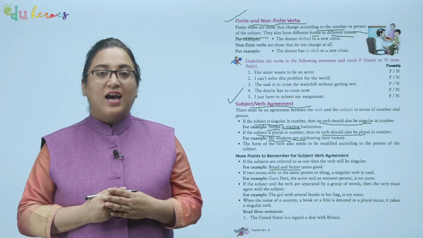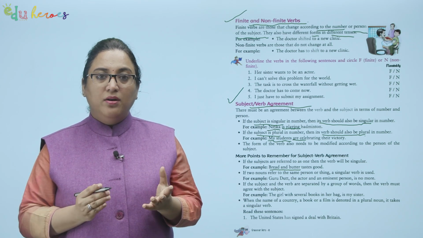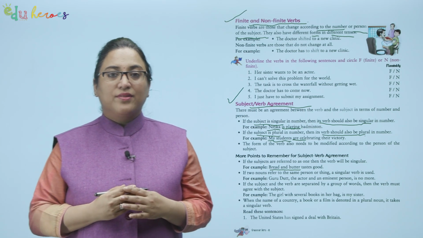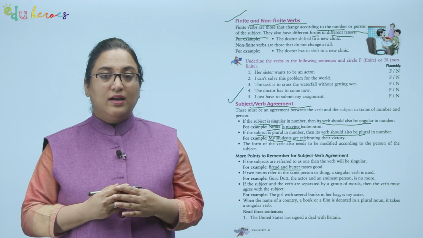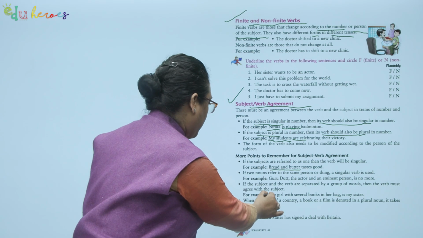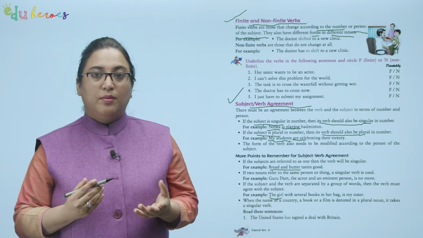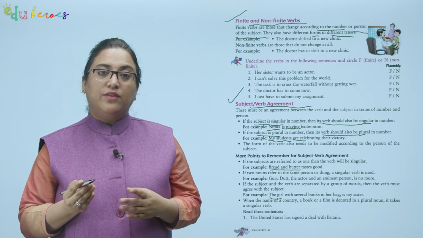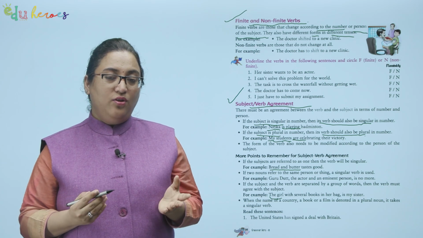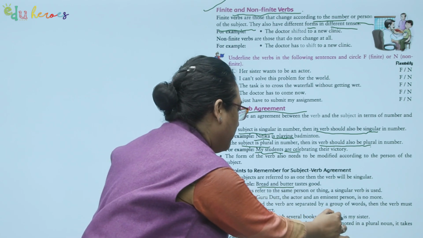If the subject and the verb are separated by a group of words, then the verb must agree with the subject. Let's see this in the example. The girl with several books in her bag is my sister. So here we have the subject, the girl, and then we have several other words. But the verb here must agree with the main subject, that is girl. Ignore all other words. Therefore, we will use is, not are. So, is the verb here.